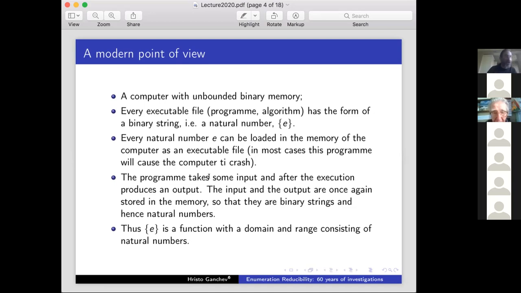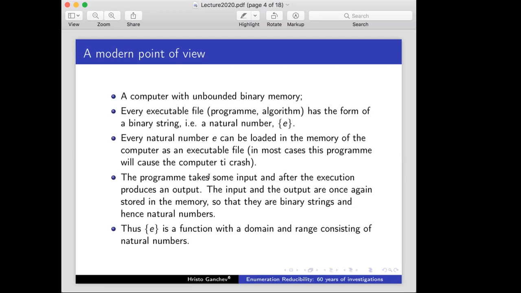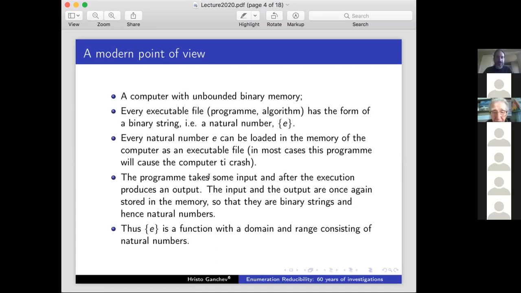The best computation model is your computer with its binary memory. The executable files are just some strings that can be executed, some natural numbers written in a binary form that can be executed from your computer. Every algorithm takes as an input a binary string, so a natural number, and outputs a binary string, so again a natural number. So every algorithm or program is a function with a domain and range consisting of natural numbers.